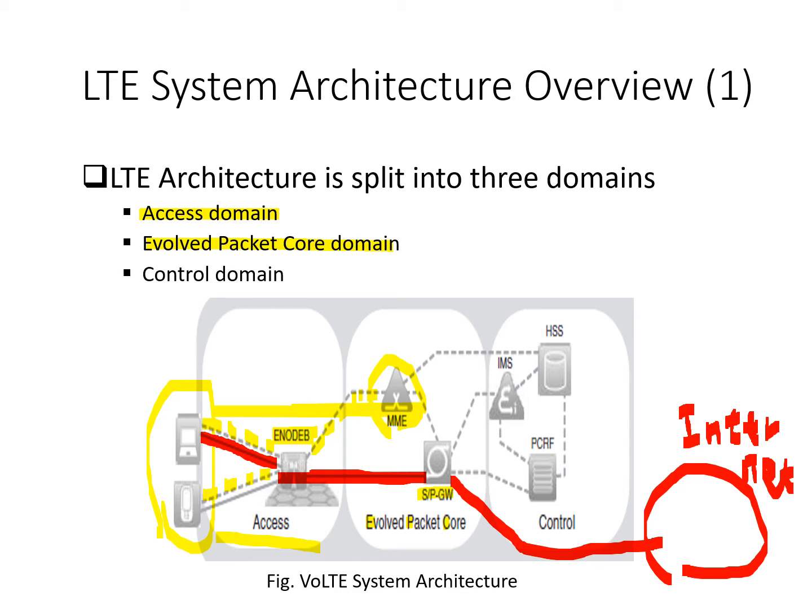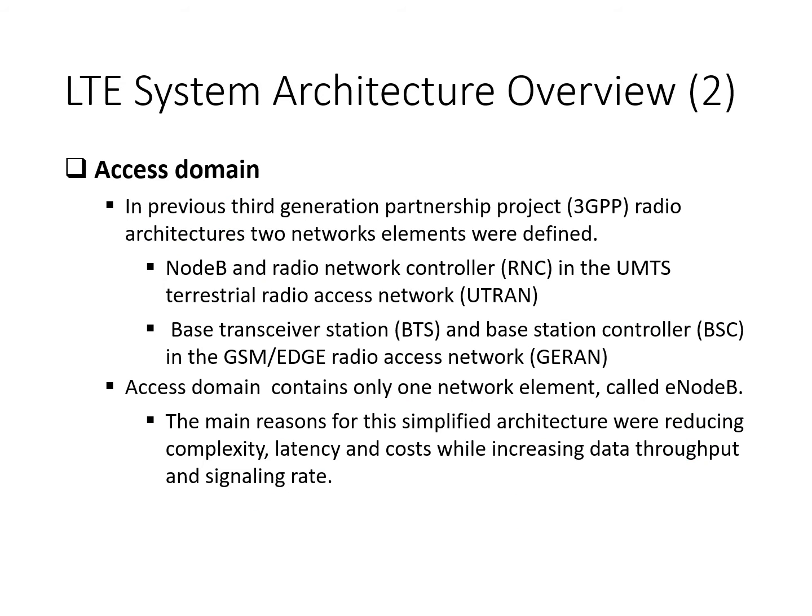And the last part is control domain. So control domain consists of HSS, IMS, and the PCRF. We will study one by one. Let's see the LTE system architecture overview again. Access domain first.